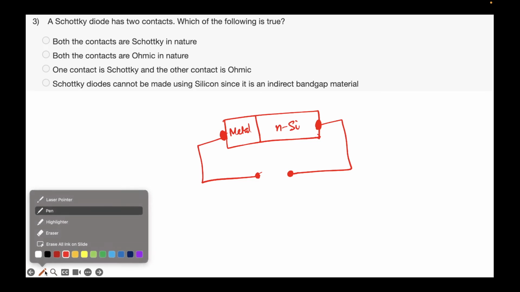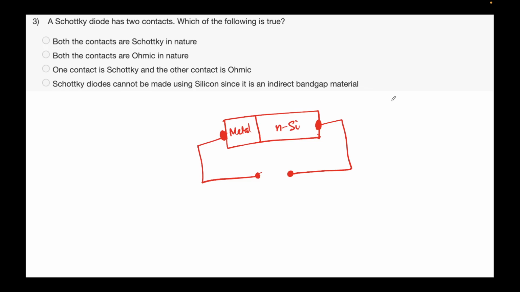As I told you in the previous analysis, first I'll assume that the metal-semiconductor junction here will be a Schottky junction, Schottky contact. I'm assuming this to be a Schottky contact, and this is a metal wire, let's assume. So the metal contact will be ohmic.